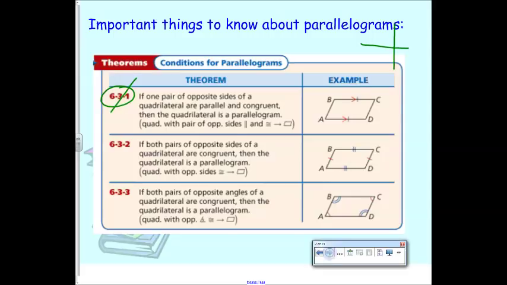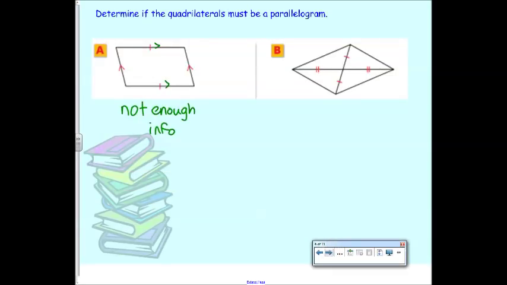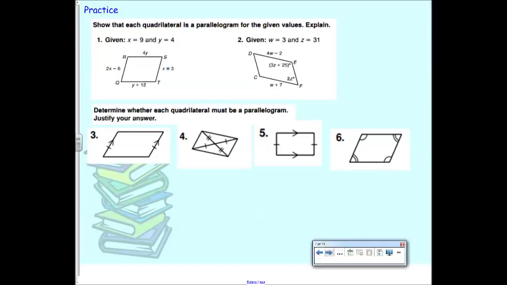Okay, what about B? Yes, why? Because all the middle parts, which are called? Diagonals bisect each other. So yes, this is one. And again, what's bisect? Good, cut in half. Okay, go do these six. The last four are just yes or no's.